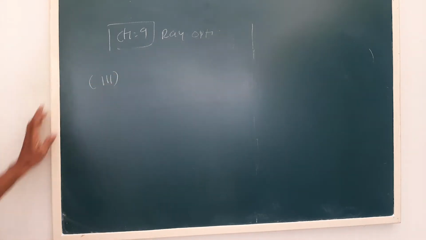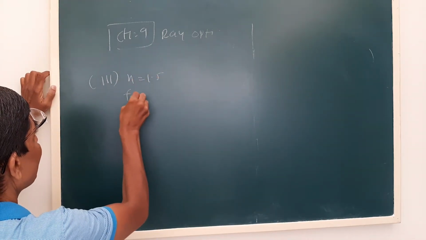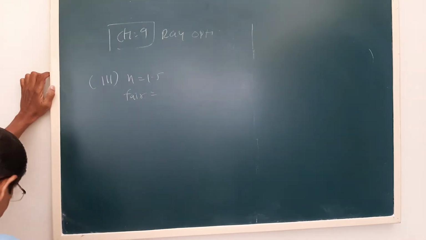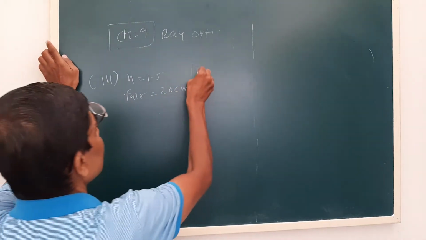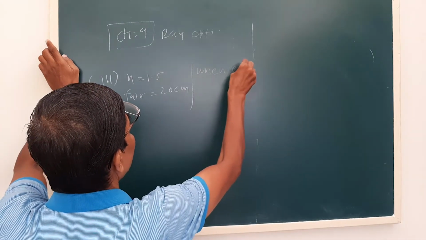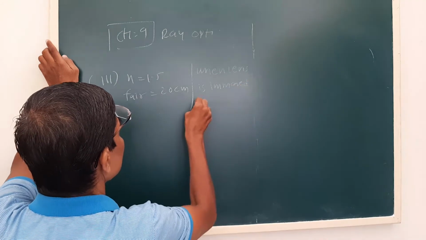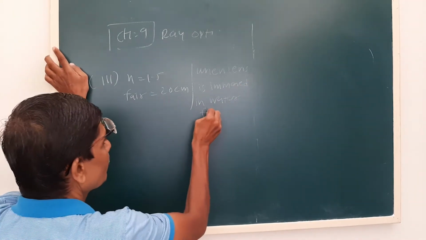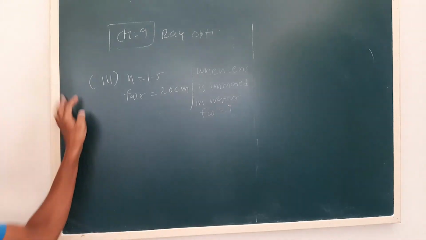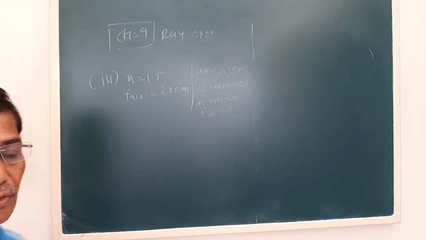See, a lens is kept in air. Okay, its refractive index is 1.5, f in air is given as 20 centimeter. Now when the lens is immersed in water, okay, what will be the new focal length? See, we have to calculate, when the lens is immersed in water, that is FW we have to find out.